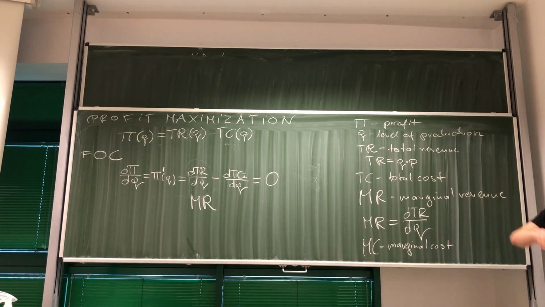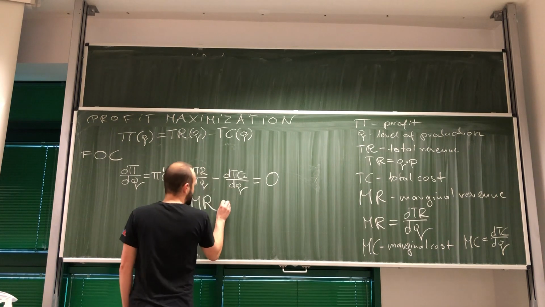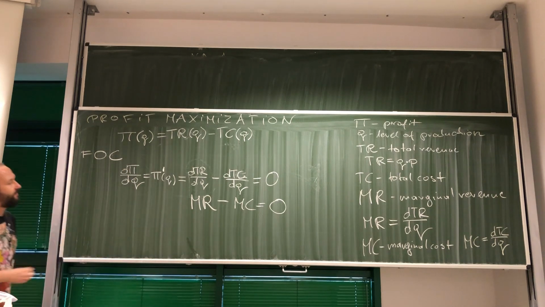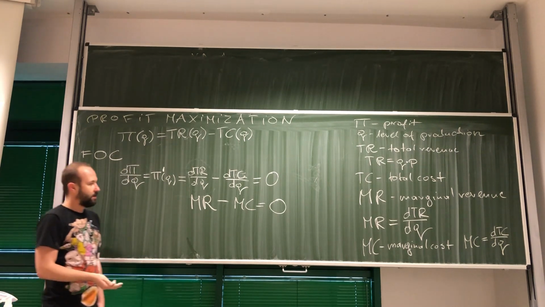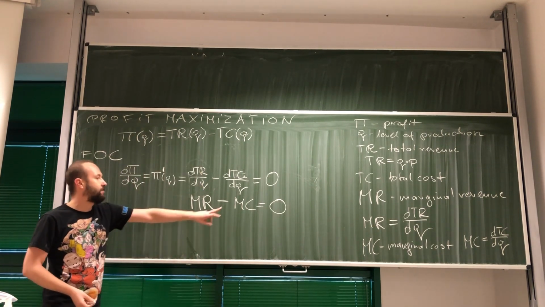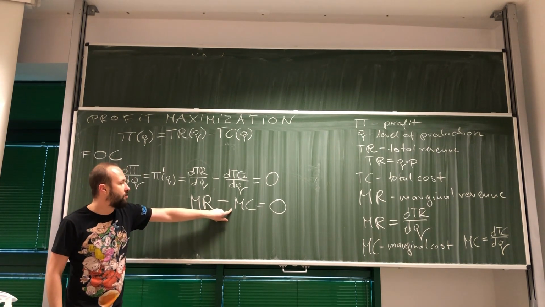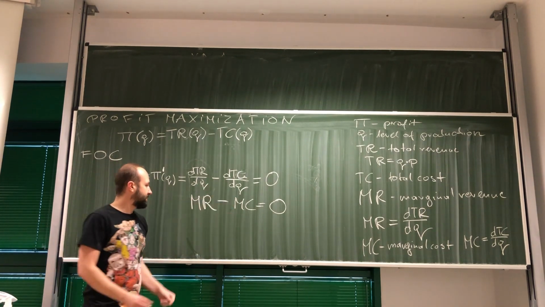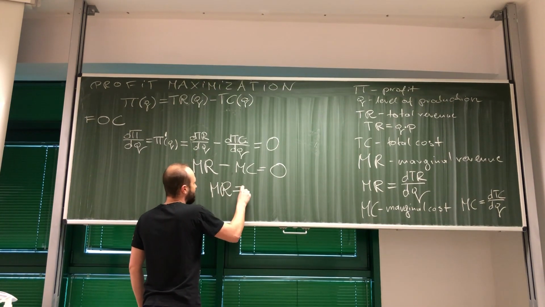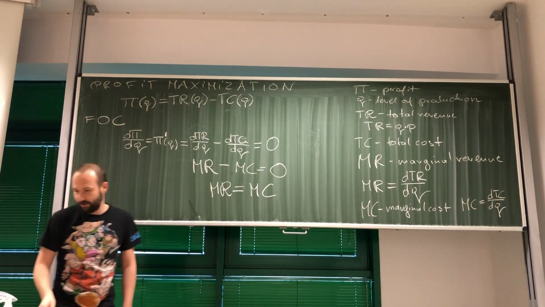And again, marginal cost can be calculated as the first derivative of total cost with respect to the level of production. So now we have obtained the first order condition in terms of marginal revenue and marginal cost. And look, if I move this expression to the other hand side of the equation, what I'm getting is the famous marginal revenue equals marginal cost condition.